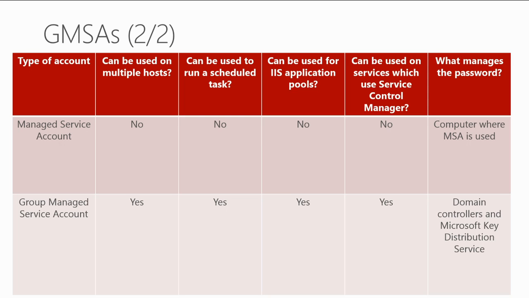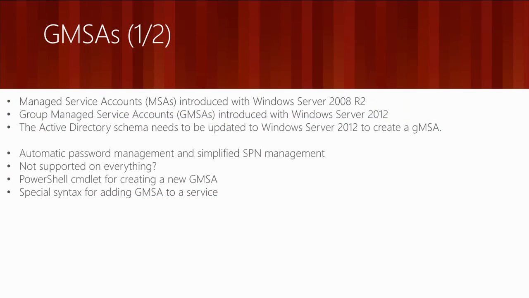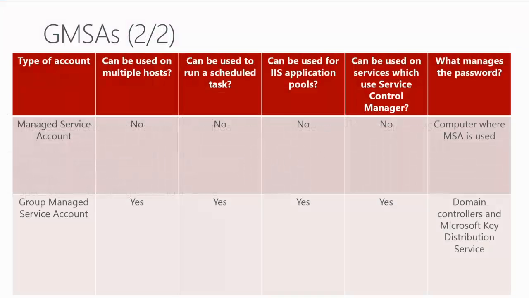I don't think I showed how to do that. But when you go in there, just some little tidbit: when you add the service account, you also have to add the password. To avoid that, you put a $ sign on the end of the username, and then you can just click OK, and it signifies, hey, I'm a GMSA. Go get the password from Active Directory. And that's where the password is stored on the domain controllers.